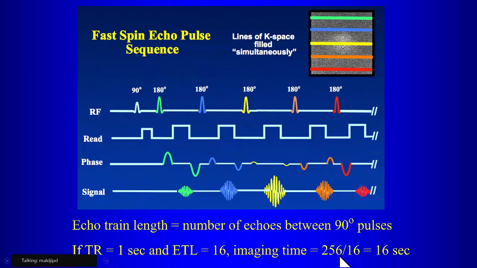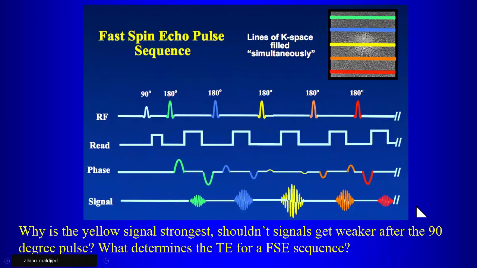So now, instead of 256 seconds, it only requires 16 seconds, which the patient can do. The patient can hold their breath for 16 seconds. So this allows you then to do a fast spin echo sequence, to do dark blood imaging in the amount of time that you only have for one breath hold.